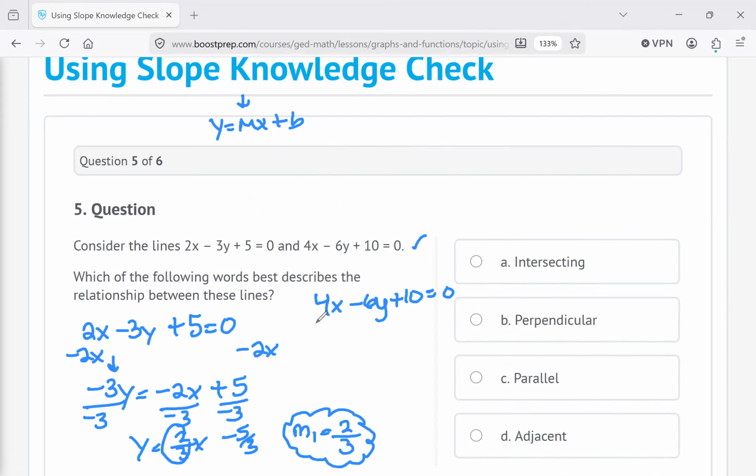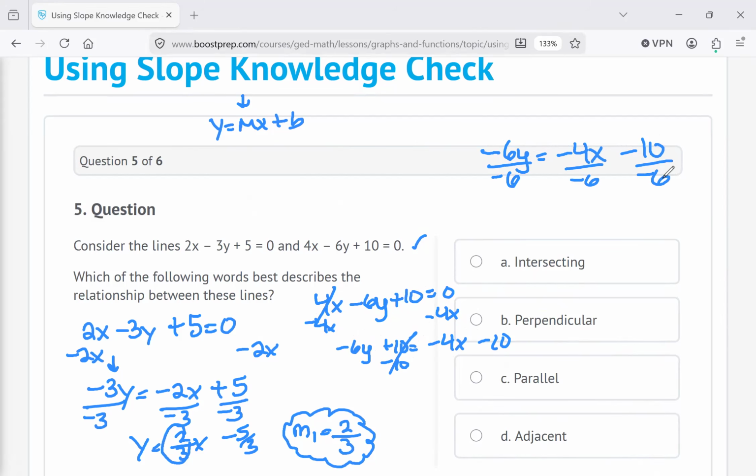Get y by itself, so maybe I could subtract 4x from both sides first. So you get -6y plus 10 equals -4x. And then I would subtract 10 from both sides. So you get -6y equals -4x minus 10. And then I would divide everything by -6. So you get y equals, and over here two negatives become a positive, so that's 4/6, which can be reduced by 2. So that would be 2, and 6 divided by 2 is 3.